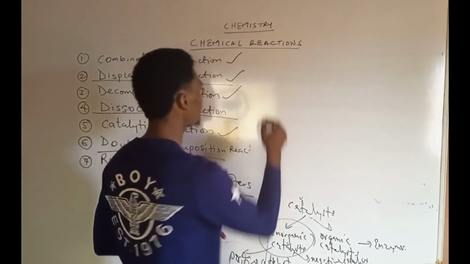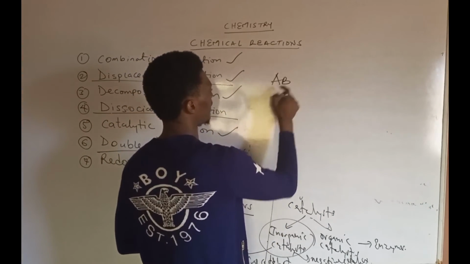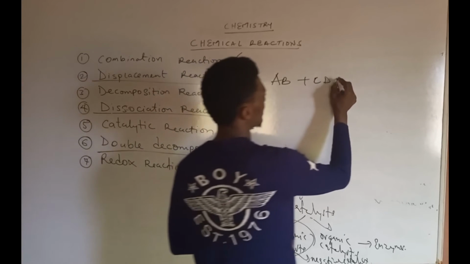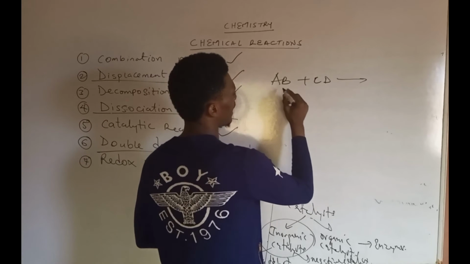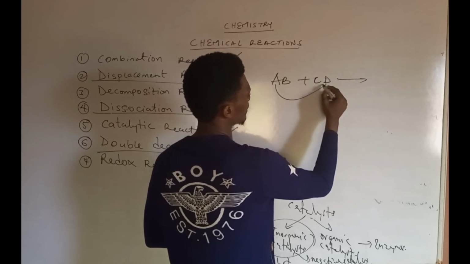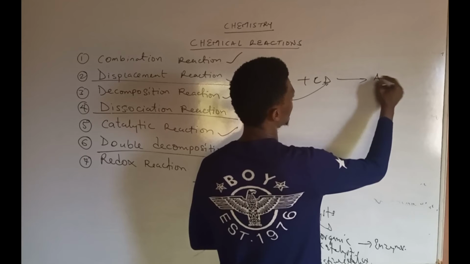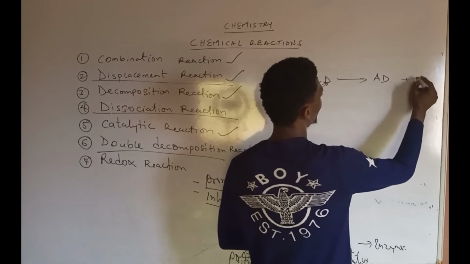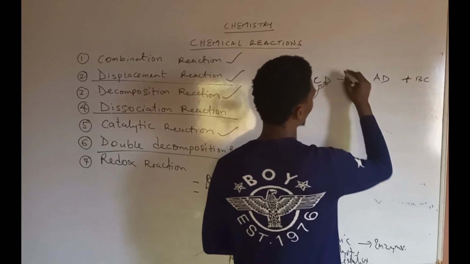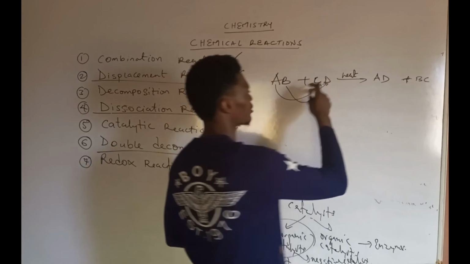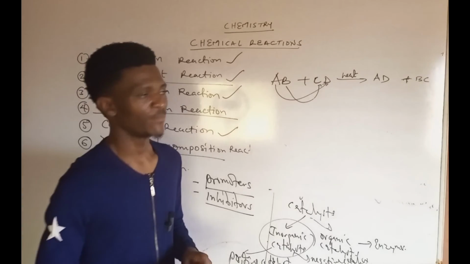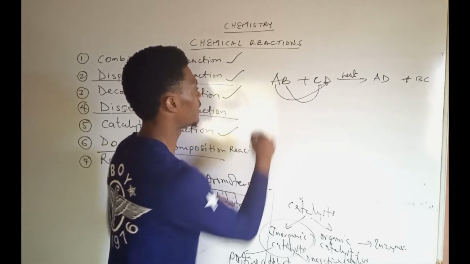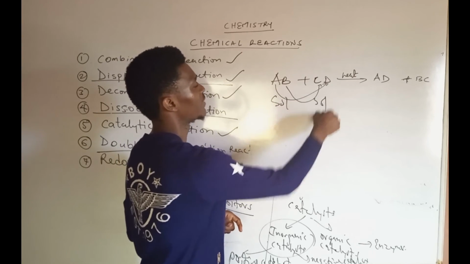Let me explain. Let's say I have AB as a substance plus CD as another substance, and then at the end I have A reacting with D to form AD and B reacting with C to form BC. What do you notice here? This is similar to decomposition, but it's just that these two substances that are involved in double decomposition reaction, they are usually soluble substances.